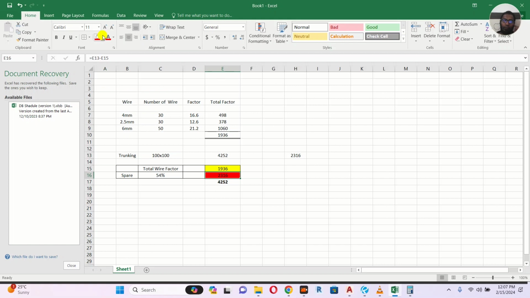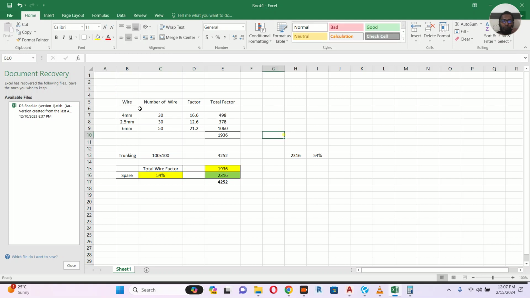Okay, or maybe a different blue color. So from this, maybe let's make green color. Okay, now 2316. What I did, I divided this 2316 with the actual trunking factor. So I have 0.54. If I multiply by 100, it will become 54%. So this is the 54% spare I have.